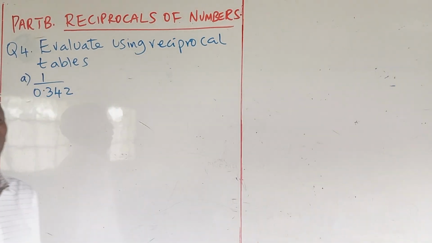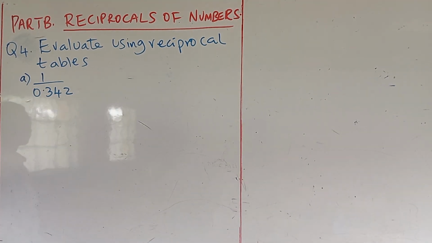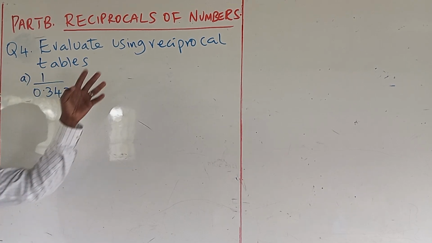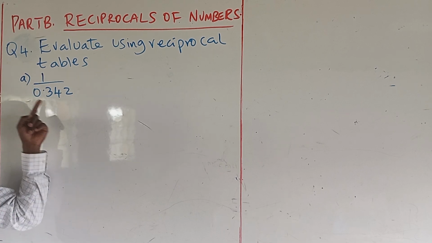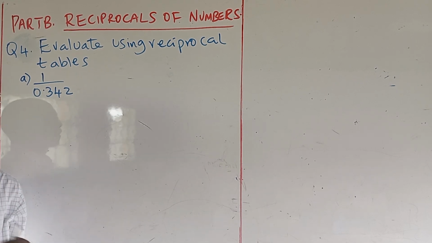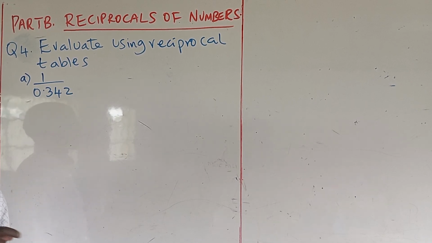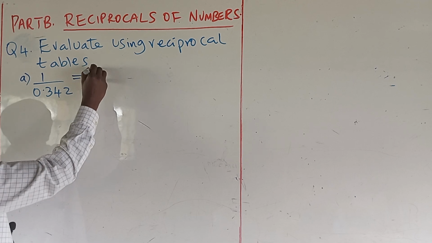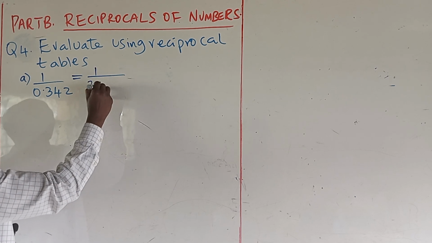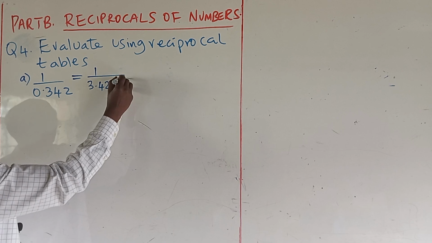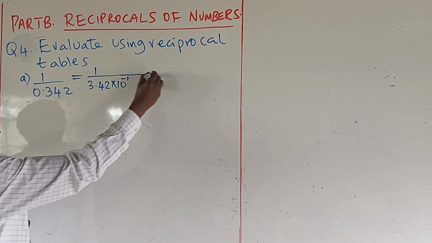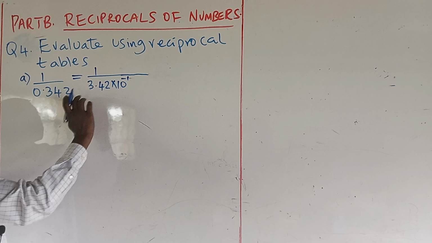Welcome back. We look at question on part B, reciprocals of numbers. And the question is, evaluate using the reciprocal tables 1 over 0.342. So in this case, the main issue here is to note that the reciprocal numbers, as shown in the tables, are always in standard form. So we convert this to standard form and we get 1 all over 3.42 times 10 to power negative 1.